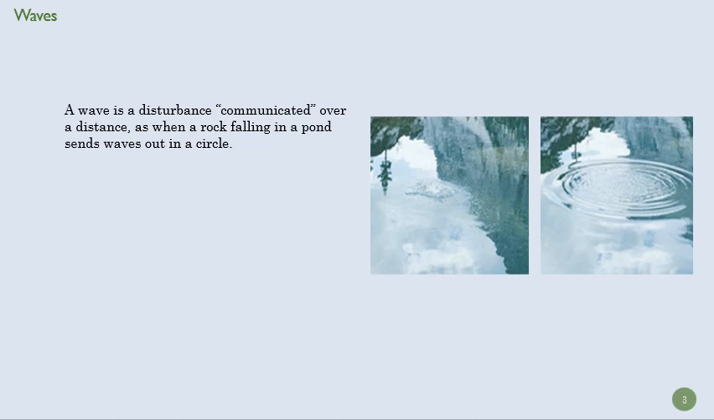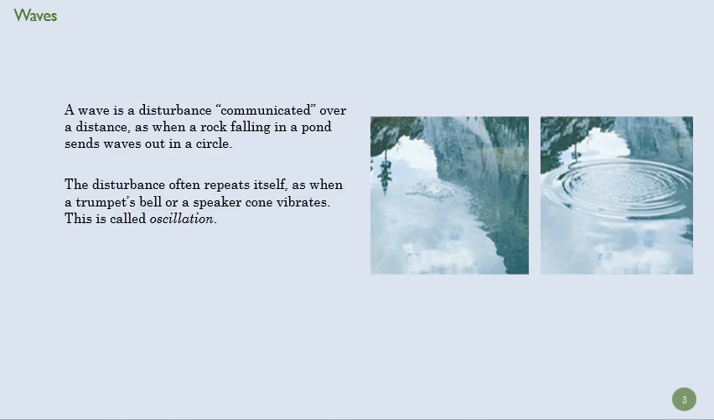But just to review a little bit from 151, a wave, as you know, is a disturbance that moves over distance. Okay, so when a rock falls into a pond, it sends waves out into the rest of the pond, in this case in a circle. This disturbance often repeats itself, as when you're playing a trumpet or a speaker cone or all sorts of different waves, and we call that repetition an oscillation. So the wave moves up and down in a repeated pattern.